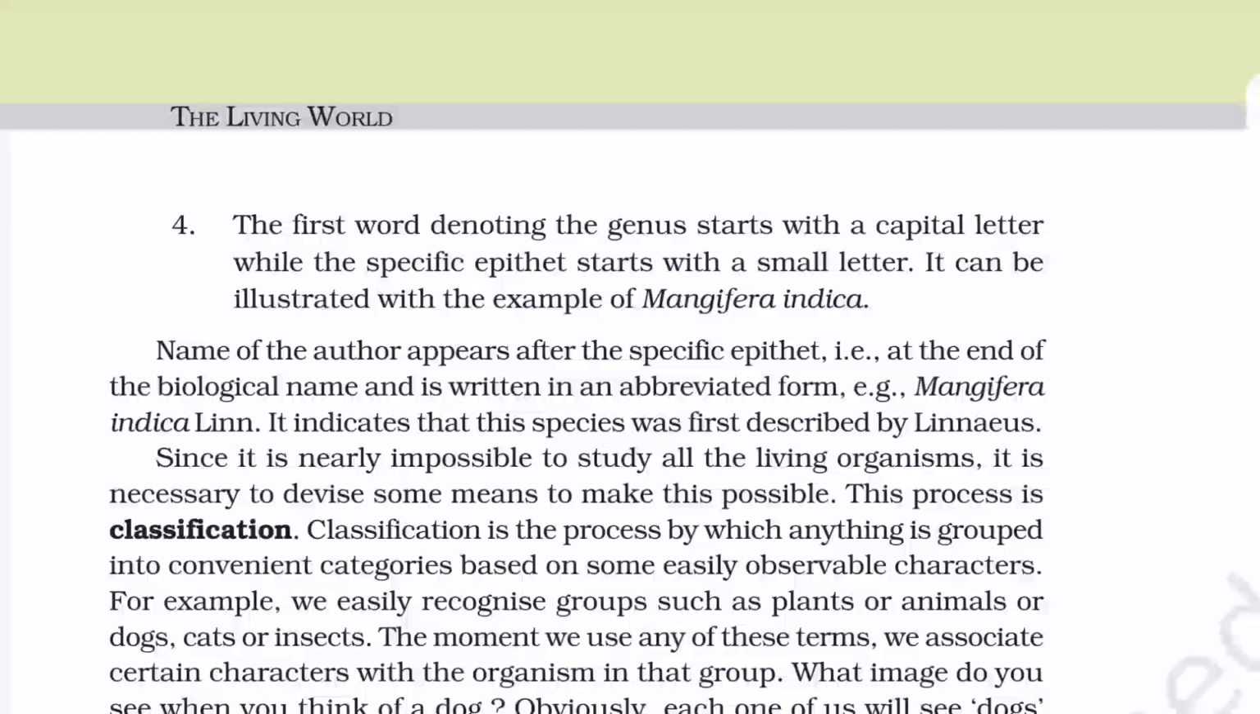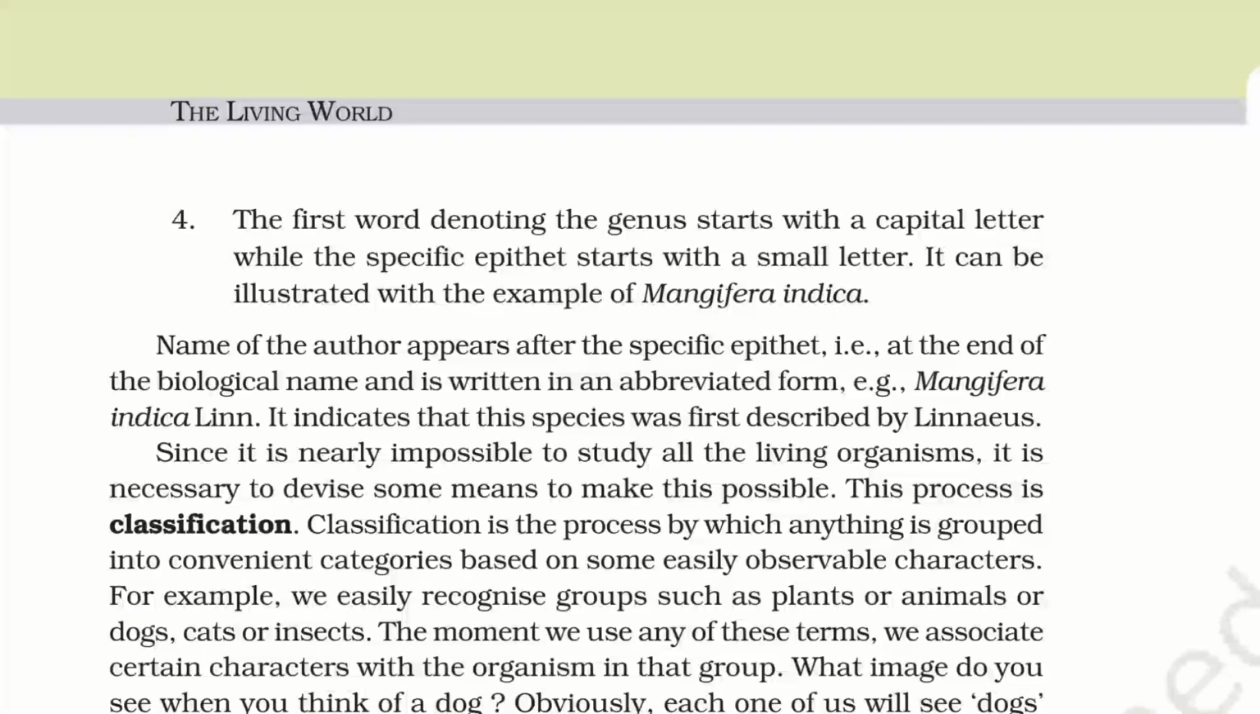Next, see the fourth rule. The first word denoting the genus starts with a capital letter. You must keep this in your mind. While the specific epithet starts with a small letter. First, the genus starts with a capital letter.